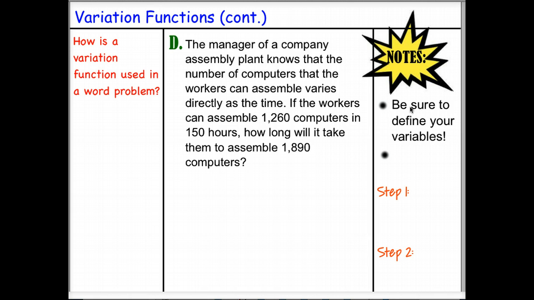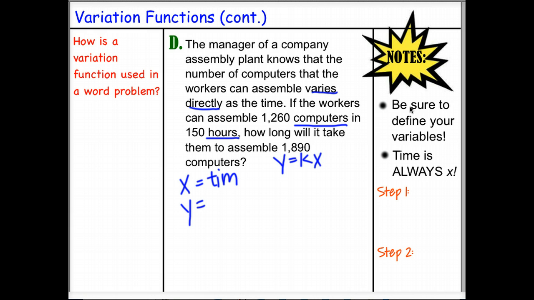Be sure to define your variables. So in our case here, we have x and y. And because we see that it varies directly, we are using y equals k times x. And I see computers and hours. The other thing I want you to remember from Algebra 1: time is always x because time is always independent. So I'm going to put down for my x that this is time in hours, and that y is going to be the computers assembled.